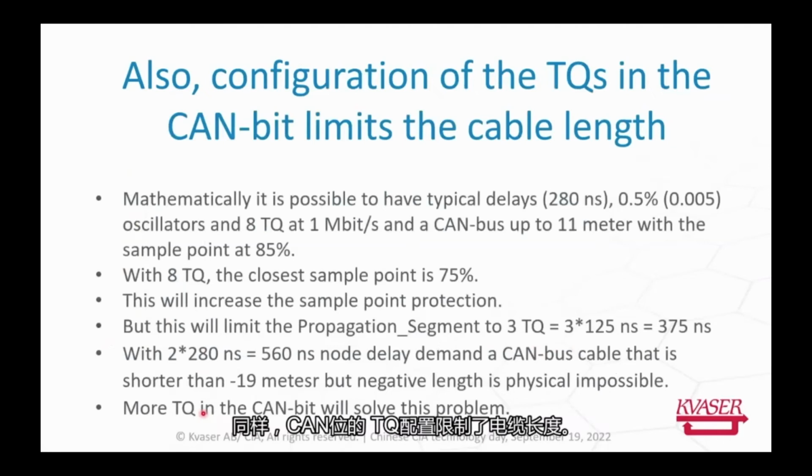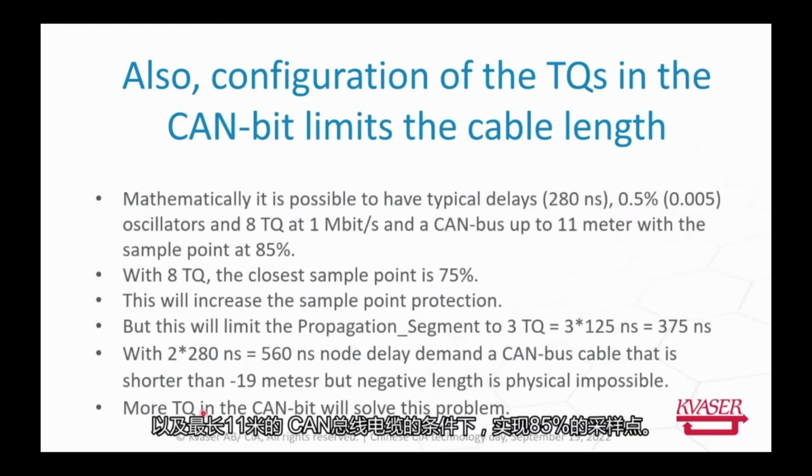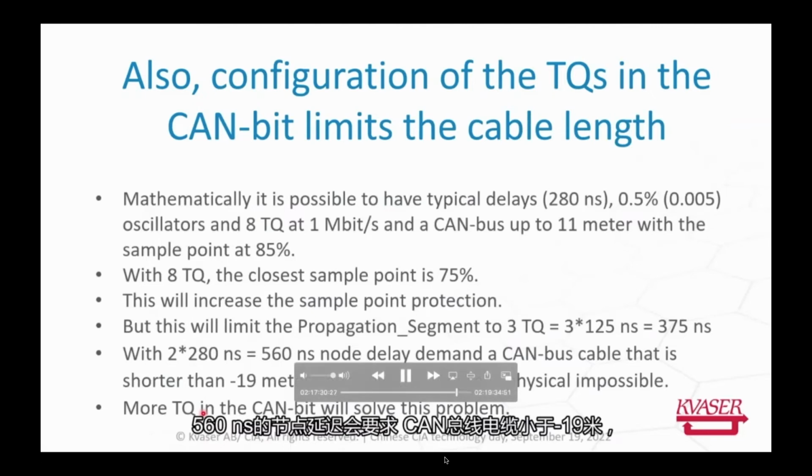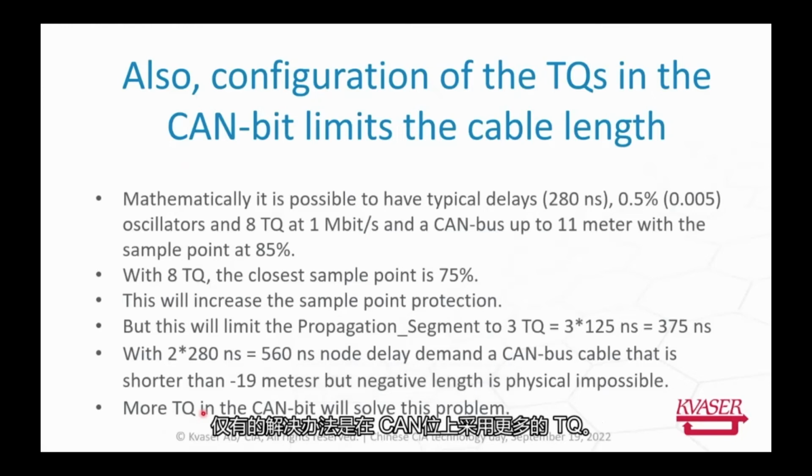Also, the configuration of the time quanta in the CAN bit limits the cable length. Mathematically, it's possible to have a typical node delay of 280 nanoseconds, a 0.5% oscillator, and 8 time quanta at 1 megabit, and a CAN bus of 11 meters with a sample point at 85%. But with 8 time quanta, the closest sample point is 75%. This will increase the sample point protection, but it will limit the propagation segment to 3 time quanta, which equals 375 nanoseconds. But with a delay of 560 nanoseconds, the node delay demands a cable length shorter than minus 90 meters. A negative length of cable is not physically possible. So the only solution here to make it work is to have more time quanta in the CAN bit.